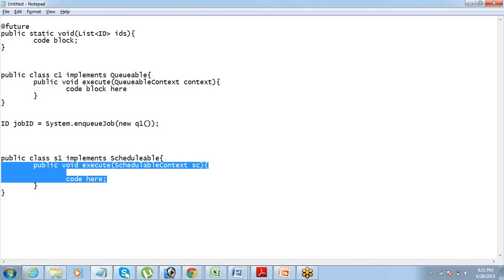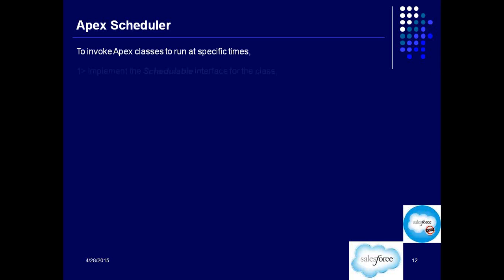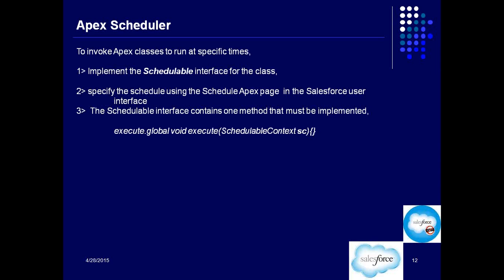After you have written the code, we should just go ahead and define the schedule for it. Before we do that, let's understand a few more details. I think we have understood these three things, right? Implement the schedulable interface, that's one. Specify the schedule using the schedule Apex page. There is an option of scheduling Apex; I will show you how I define the schedule. And you should use this execute method inside the class. This is the method which will have the code to be executed on the defined schedule.